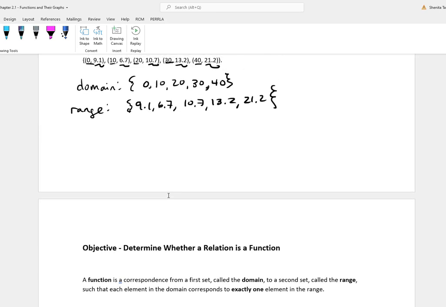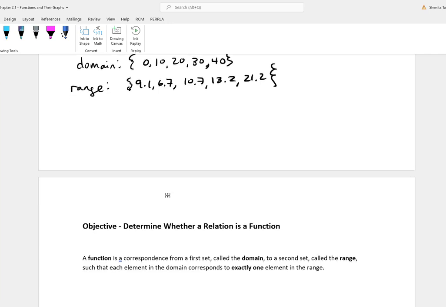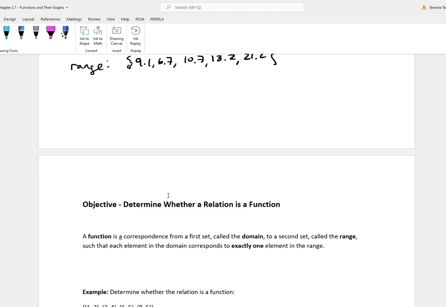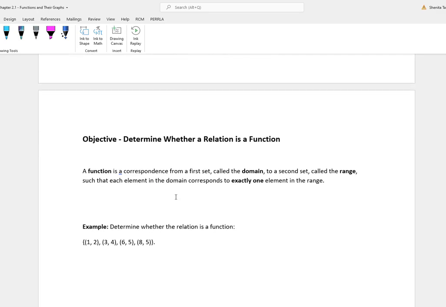So now we're going to determine whether or not a relation is a function. A function is a correspondence from the first set, called the domain, to the second set, called the range, such that each element in the domain corresponds to exactly one element in the range. So in other words, an element in the domain cannot repeat itself. If it does repeat, the relation is not a function.